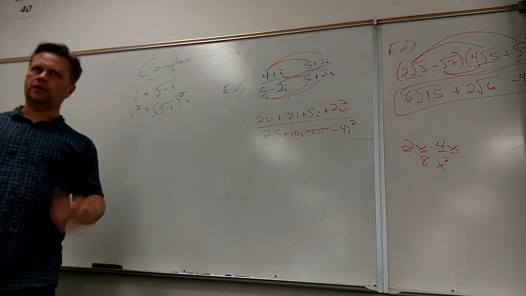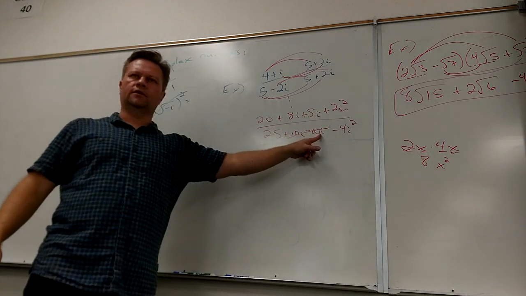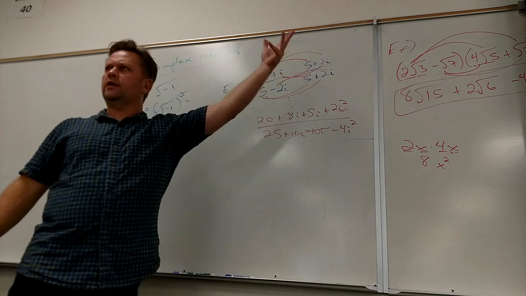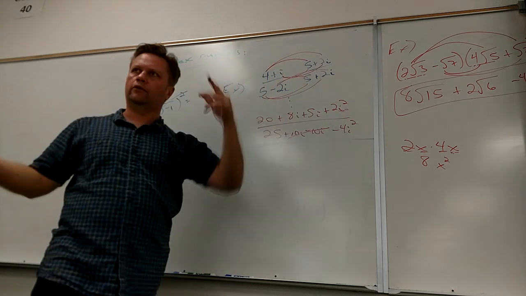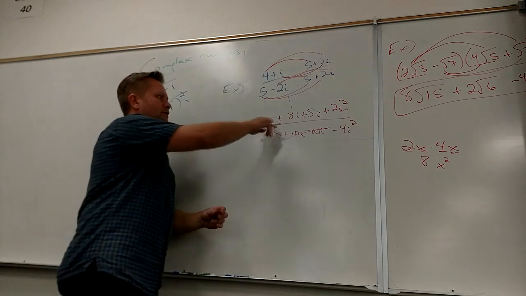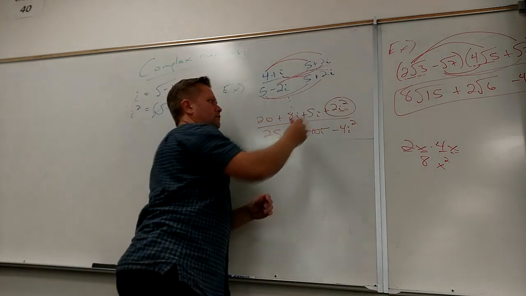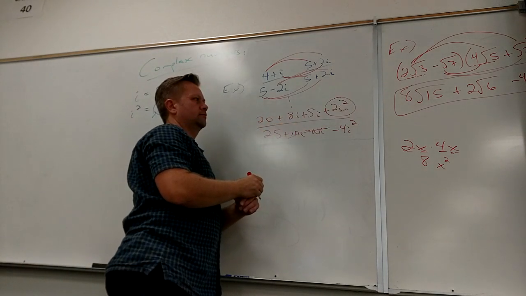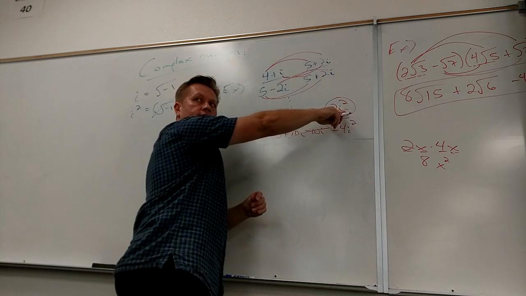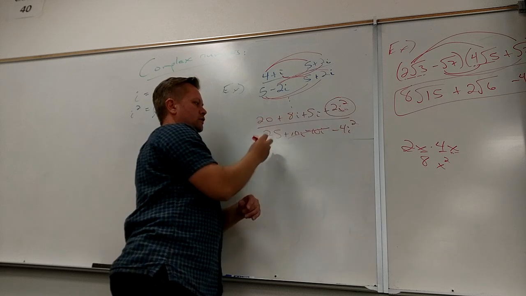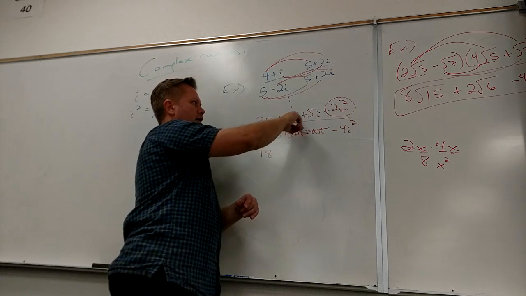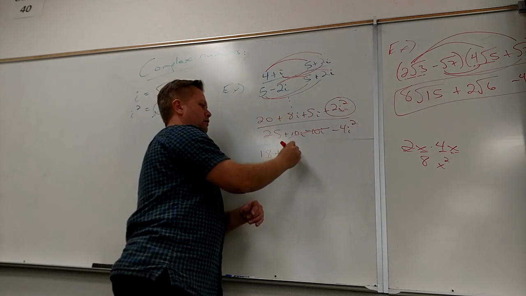So on the bottom, you actually don't have to write these because you developed it, so those cancel. Don't get too excited. They don't always cancel everywhere. On the top, what can I do with this? i squared is negative 1, so that's really negative 2. 20 minus 2 is 18. What's 8i and 5i? 13i.